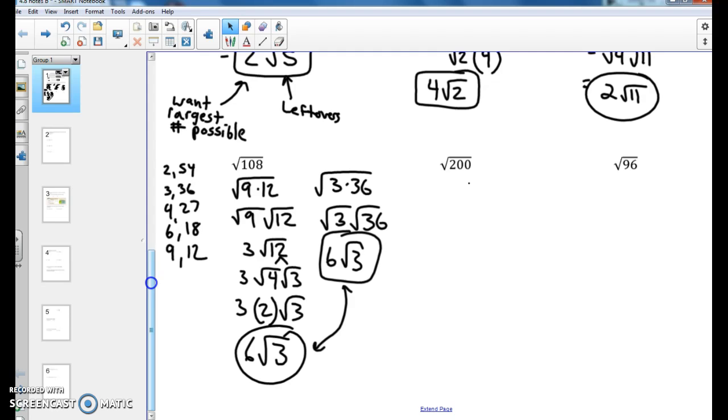Square root of 200. Let's make this 100 times 2. So this becomes 10 radical 2. Okay. And the last one, square root of 96.